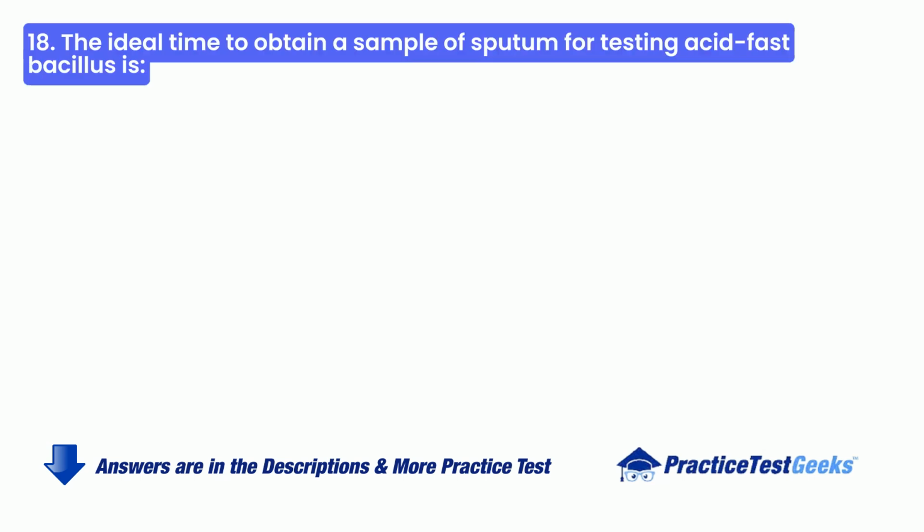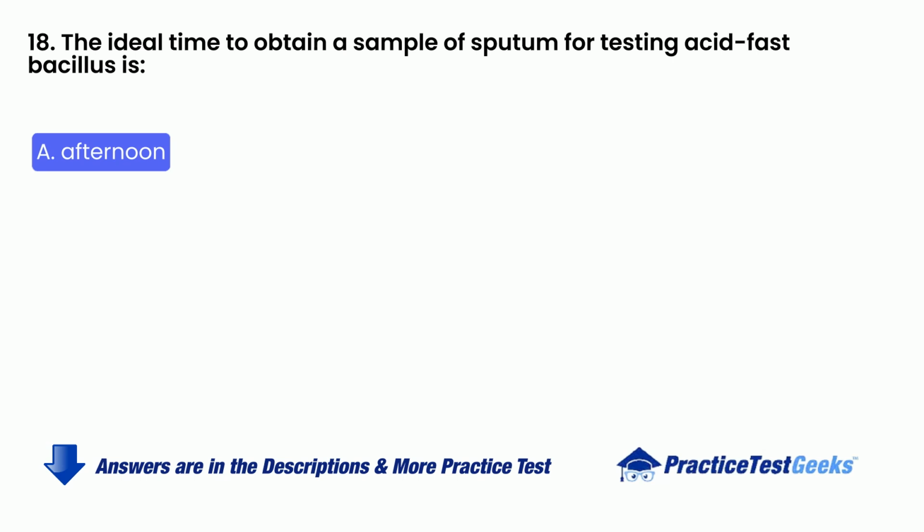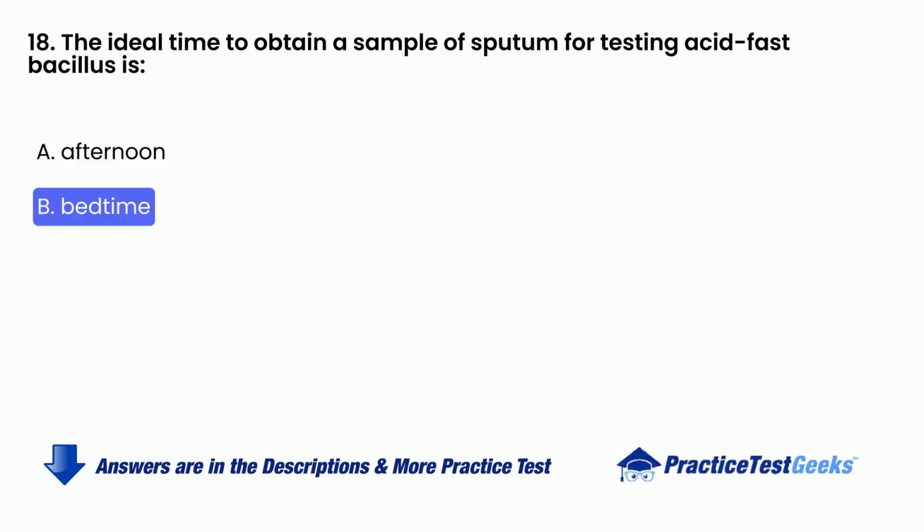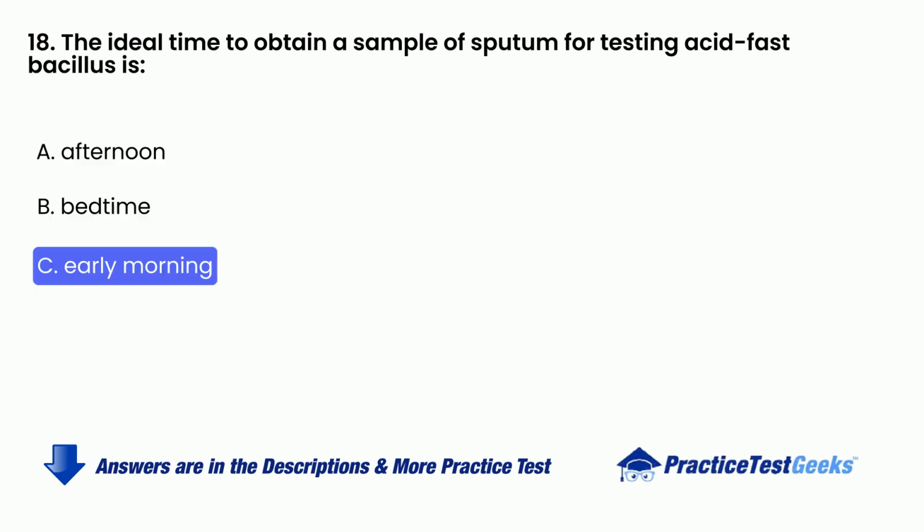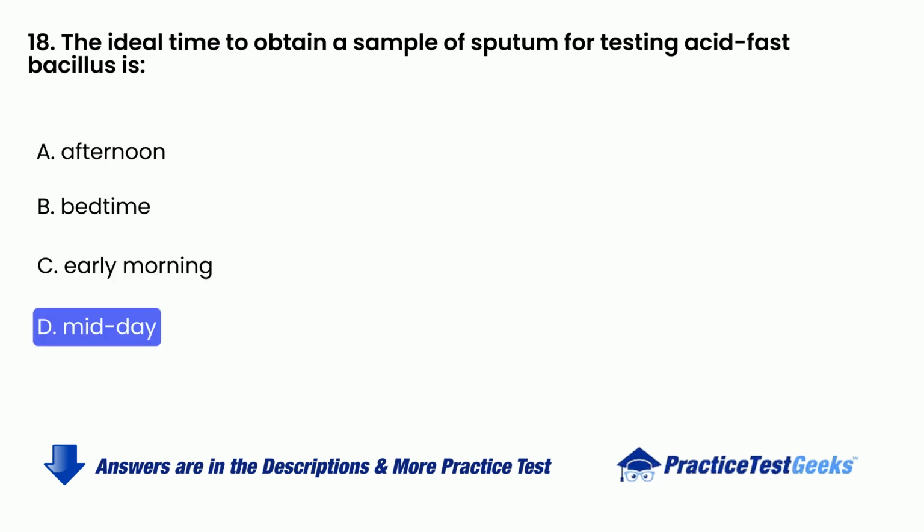The ideal time to obtain a sample of sputum for testing acid-fast bacillus is A. Afternoon. B. Bedtime. C. Early morning. D. Midday.